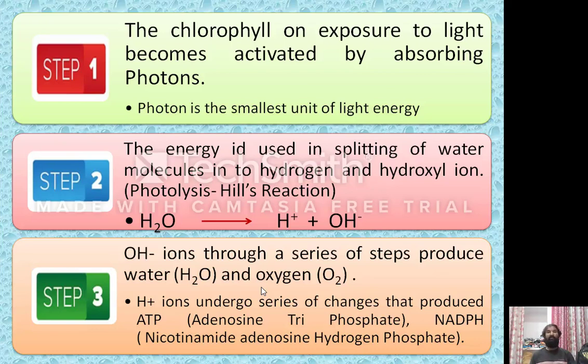Okay, the end product of the light phase is ATP and NADPH. So how is the ATP formed? ATP is formed from ADP, adenosine diphosphate, which reacts with inorganic phosphate to form adenosine triphosphate. For the bonding of ADP plus Pi, these H plus ions are especially used.